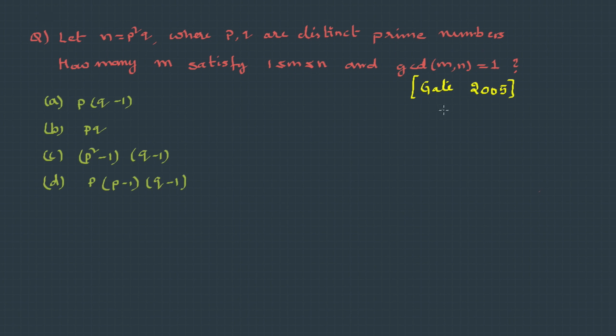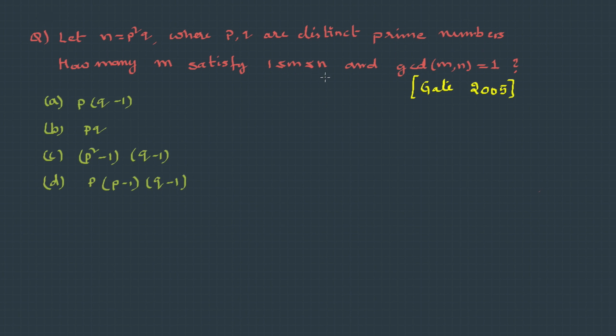Here is a question asked in GATE 2005. Let n equal p squared q, where p and q are distinct prime numbers. How many m satisfy 1 less than or equal to m less than or equal to n, and GCD of m and n is 1? And there are some options.